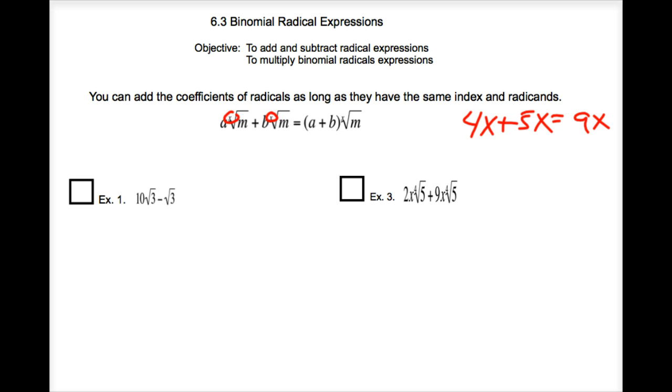So what we have in example 1 is essentially 10x minus x, which would be 9x. But here it's 10 root 3 minus root 3. That's like 10 root 3 minus 1 root 3. So it's just 9 root 3. Can't simplify the square root of 3 at all, so we move on.